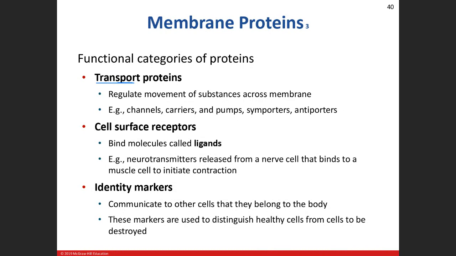And guess what? You're going to talk a lot about it in 211 too. We're going to learn that when we have something that's too big, or if it is polar, how can we move it across the plasma membrane? Not to worry. Transport proteins will do that for us. They're going to move substances right across that plasma membrane. We're going to learn about all these different types: the channels, the carriers, and the pumps.